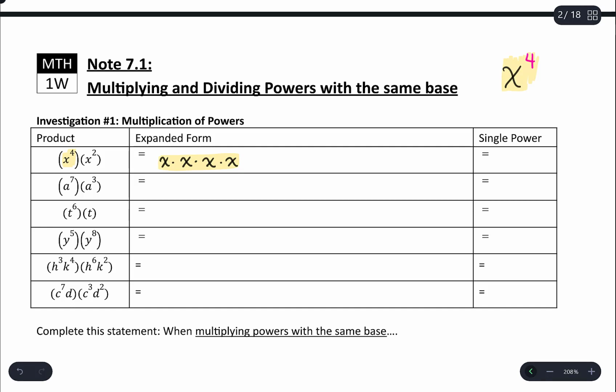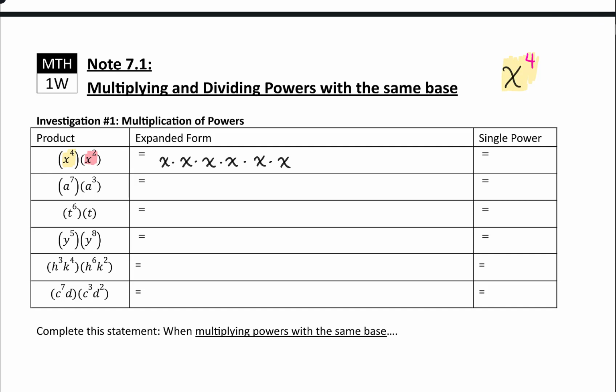Now the second one you see there is x squared. That means my base is x, and it being squared means I write out the base 2 times. So x times x. Now imagine I had this expanded form written out for us, and we didn't know that it was yellow and red. It was just written as simply this multiplication, a series of x's all multiplied together.